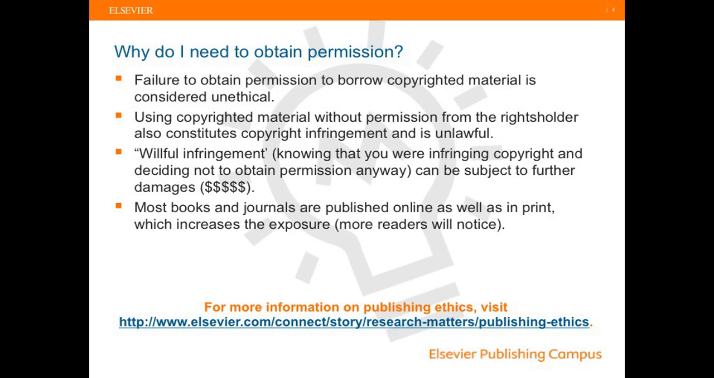This is especially important when your manuscript is published both in print and online, which increases the number of readers who will notice the material and the chances you could be accused of willful infringement, which means you knew you didn't have authorization to use the material but decided to do it anyway, and could become even more difficult and expensive to resolve. If you discover that a permission is missing once your manuscript is already published, please bring this matter to the attention of your publisher, as you will likely need to obtain permission retroactively so that the permanent record can be corrected. It's always better to do so rather than simply ignoring the problem.